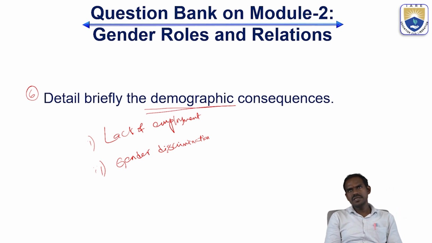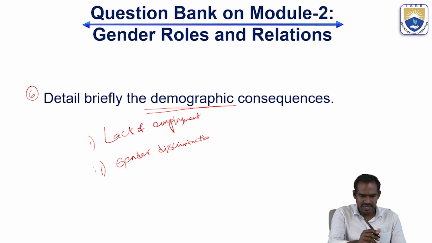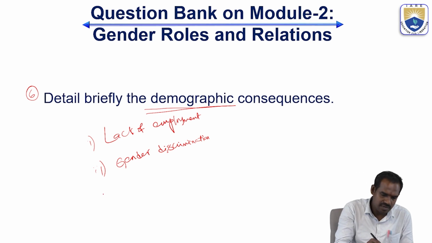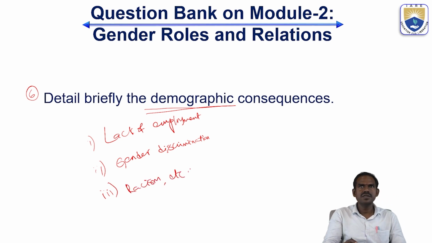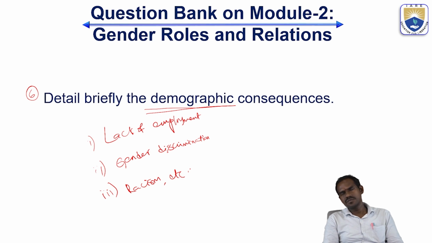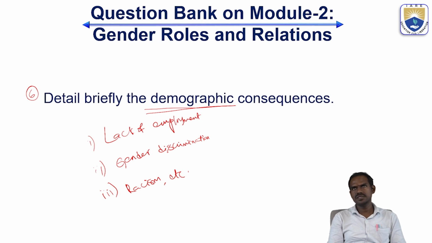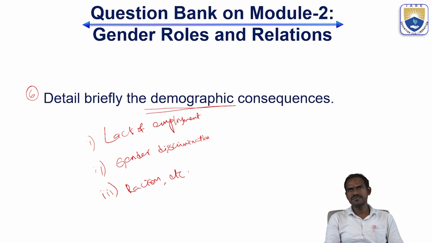And there may be a variety of problems in the society, like racism, etc., due to the demography, especially increasing demography. So like that there are many consequences of the demography. These are considered as demographic consequences. Okay, I hope this is clear.